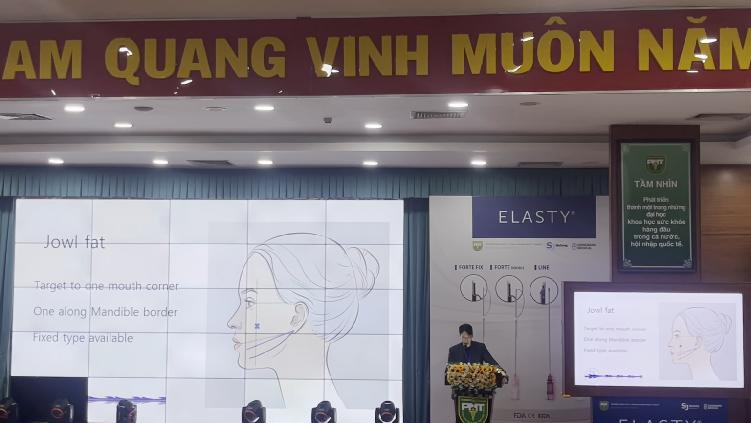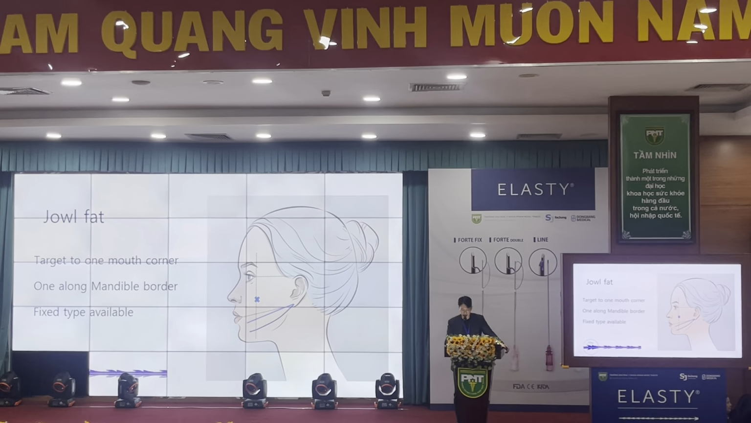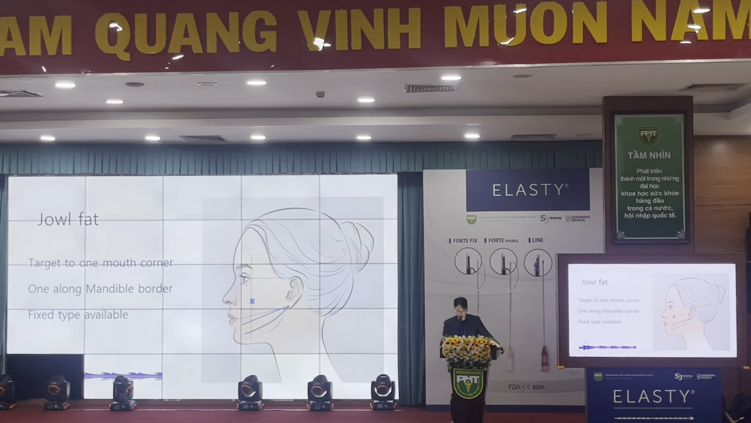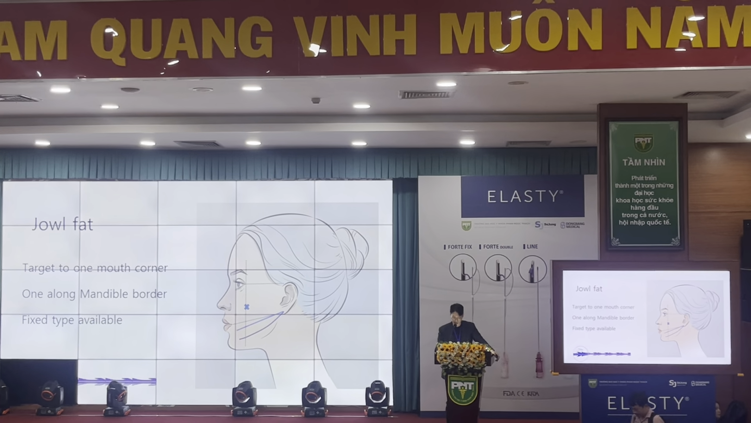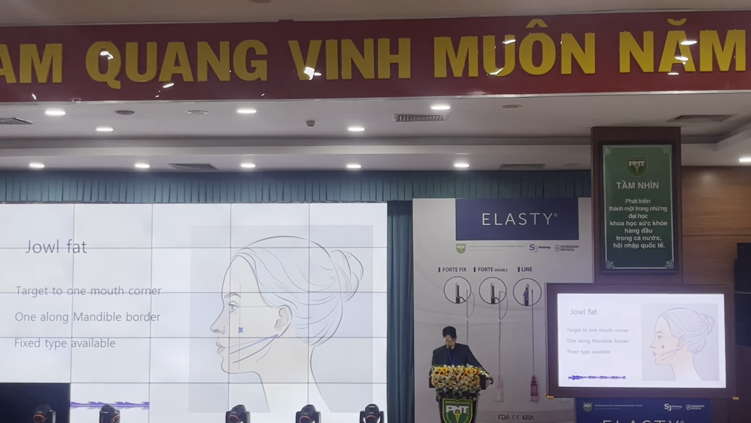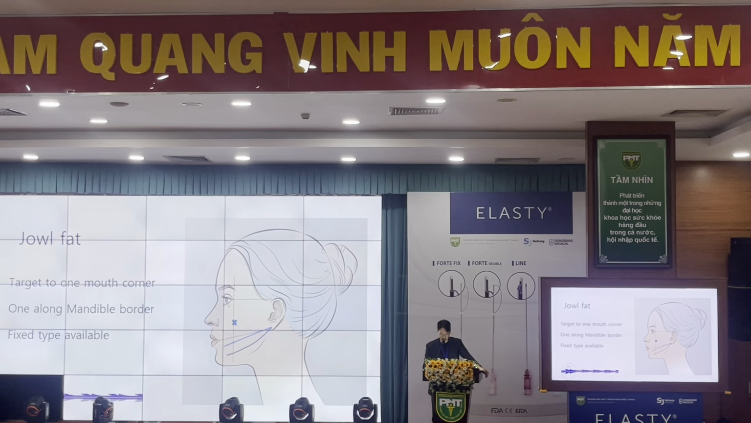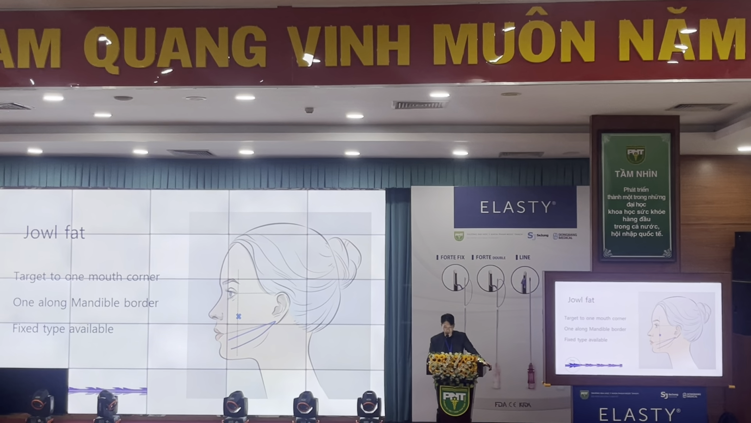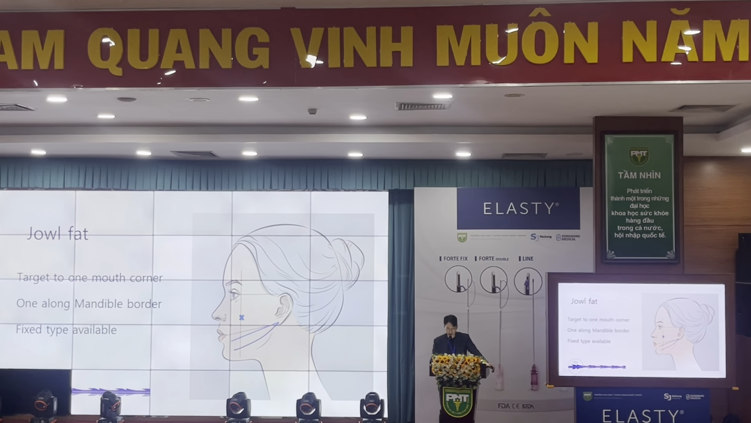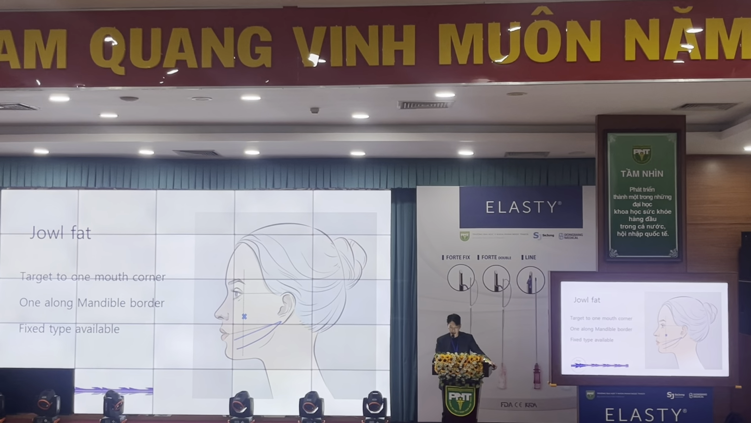In severe marionette line cases, I insert two threads from just posterior to the ear lobe to the marionette line. At this point, you should take care not to penetrate the parotid gland. For that, before inserting the thread, make a proper tunnel with an 18 gauge needle.